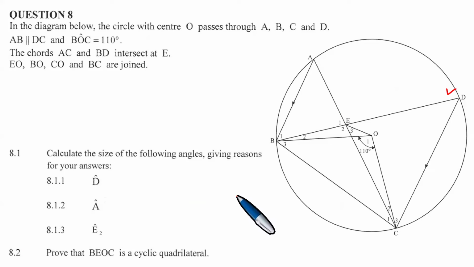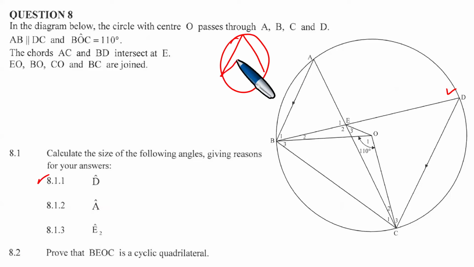Right, so to find the size of the angle D, we use our theorem there. What do you think the size of the angle D is there, Tando? We're looking at 8.1.1 and want to find the size of the angle D. Obviously, we need to remember what we say here: the angle at center is twice the angle at circumference.